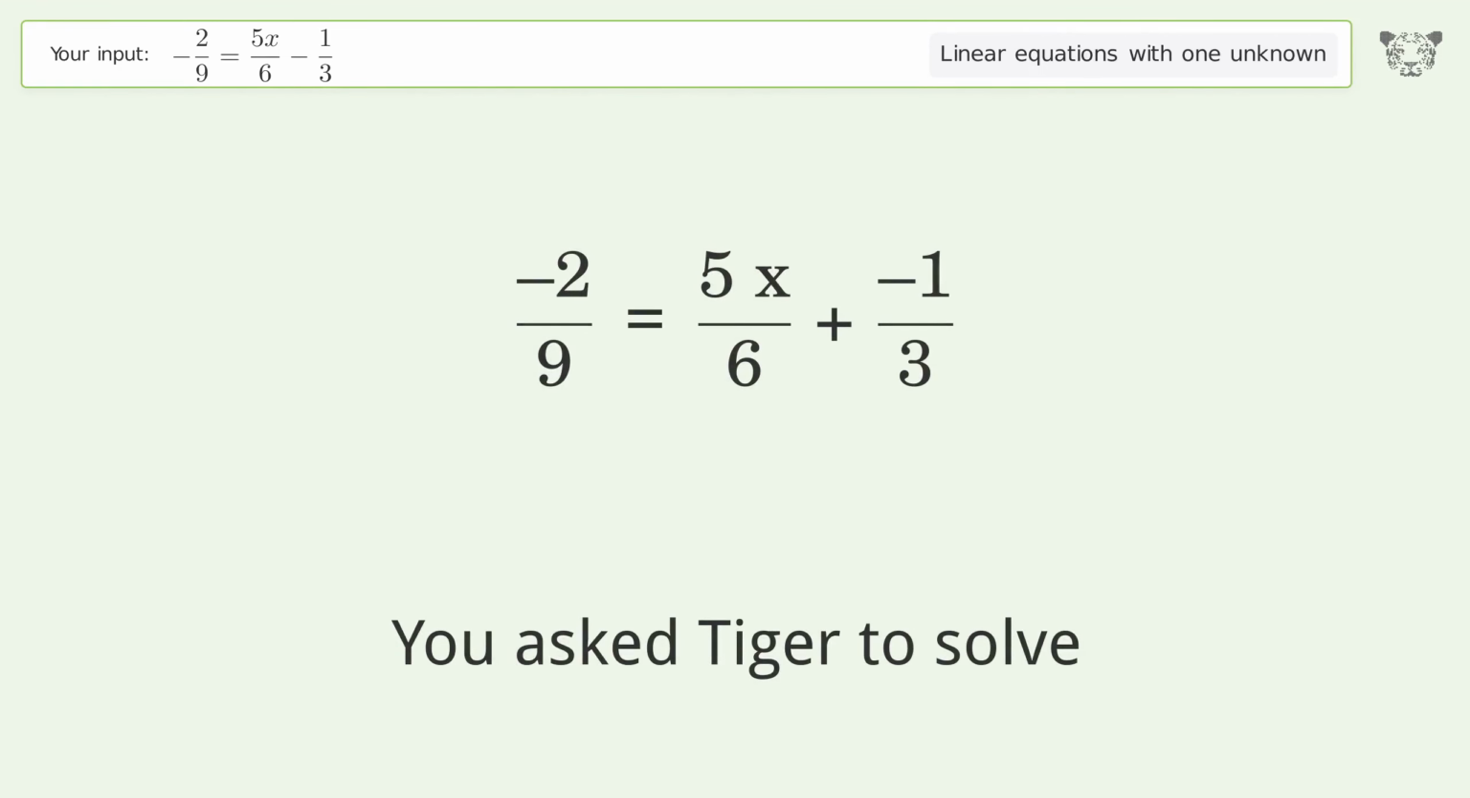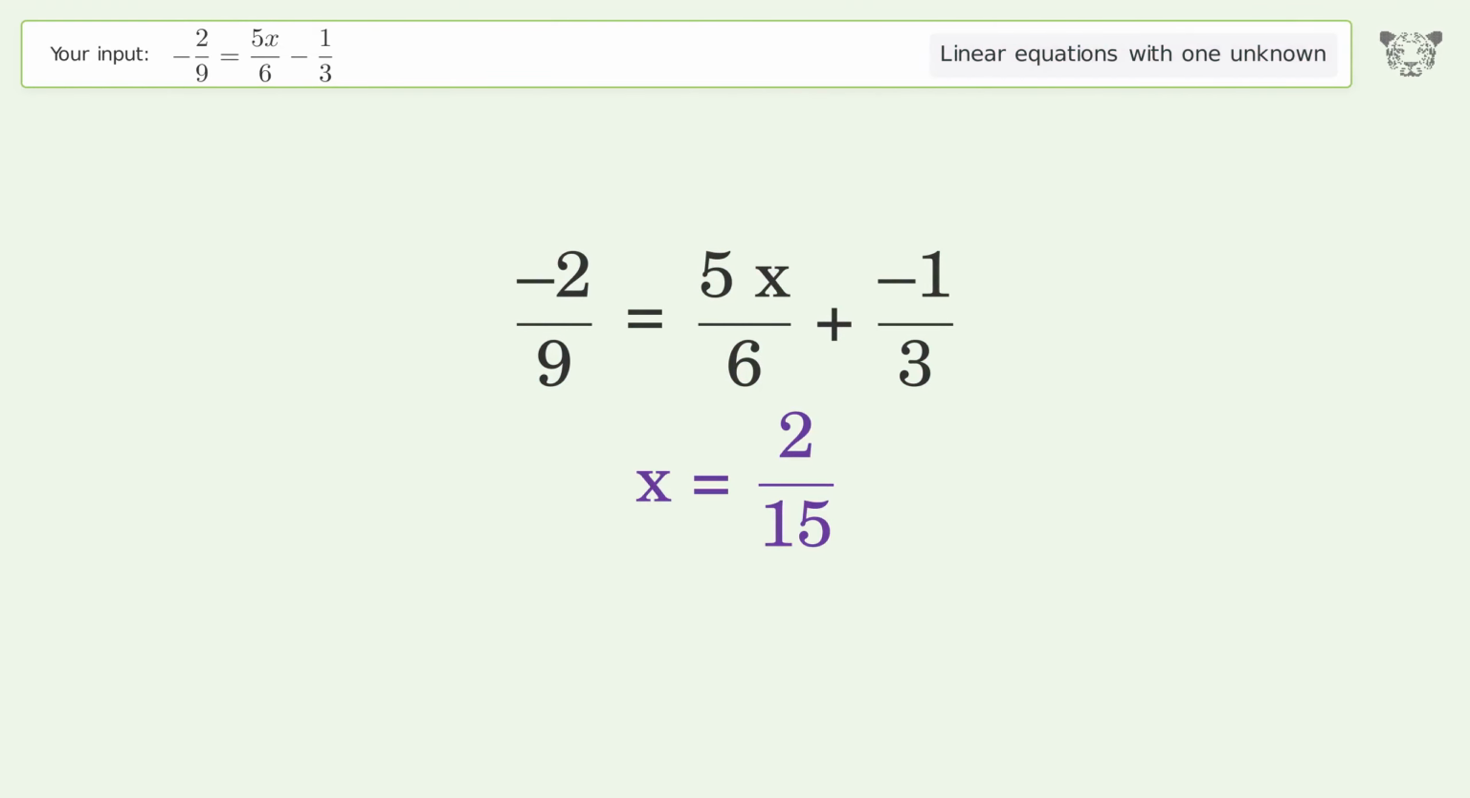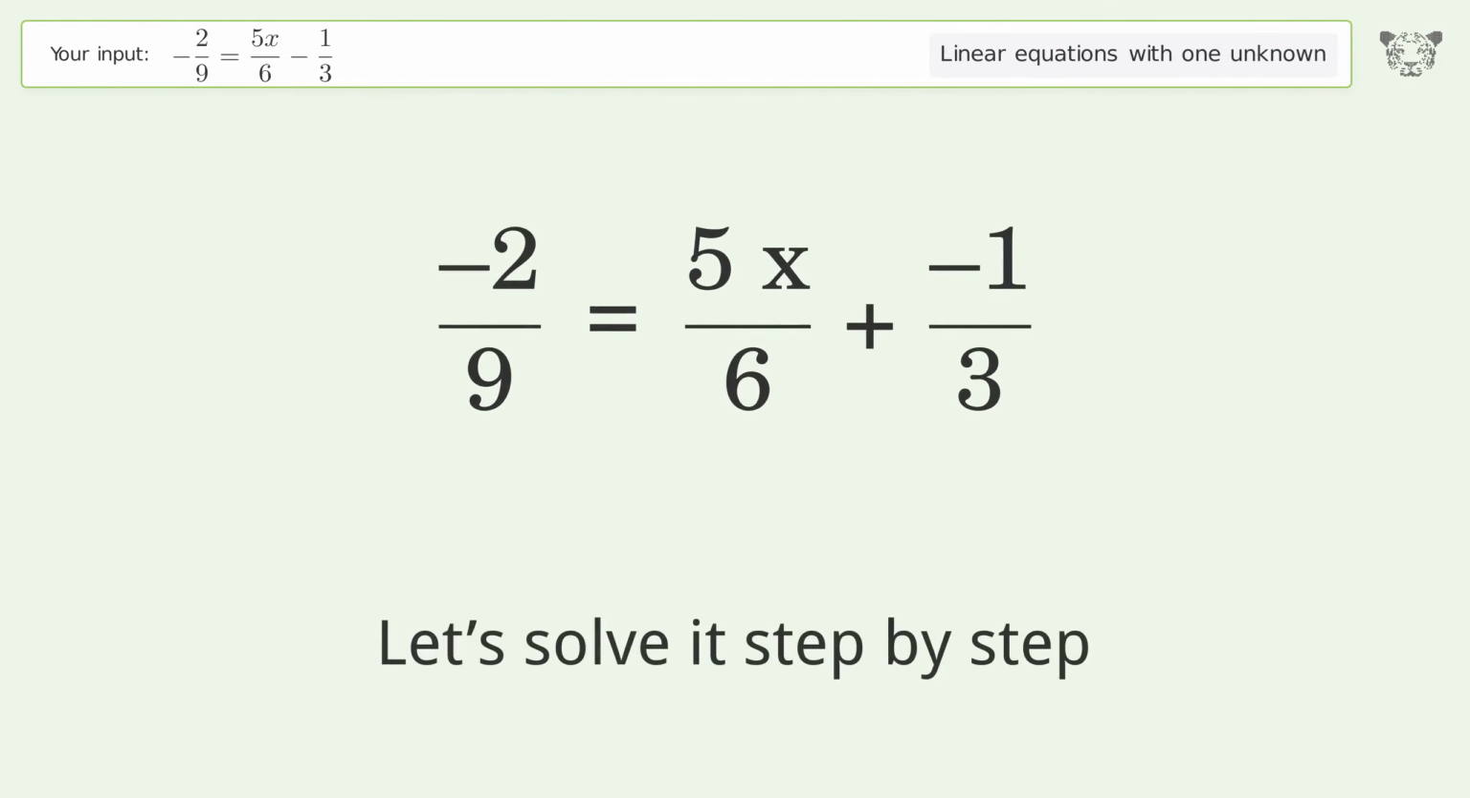You ask Tiger to solve. This deals with linear equations with one unknown. The final result is x equals 2 over 15. Let's solve it step by step.